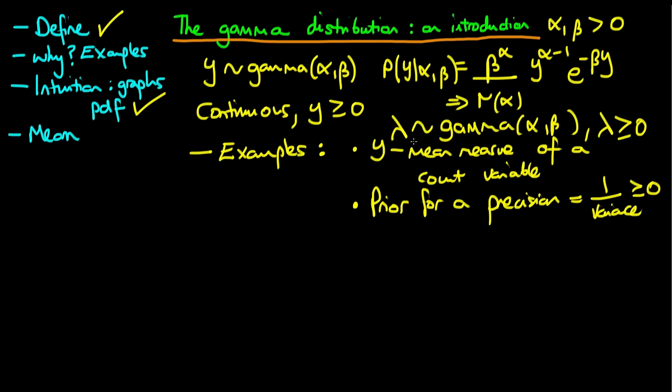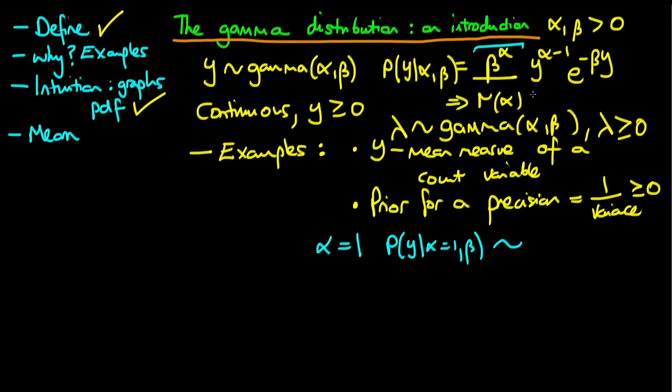Okay, so let's now talk about some of the intuition behind the graphs of the PDF as we vary the parameters alpha and beta. Let's start off by considering the example where alpha is equal to 1. In that circumstance, we can write down the formula for the gamma distribution. So now we've got the probability of y given that alpha is equal to 1 and given beta. What I'm going to do is forget about the normalizing constants here, because these constants aren't a function of the variable y, so I'm just going to forget about them at first.